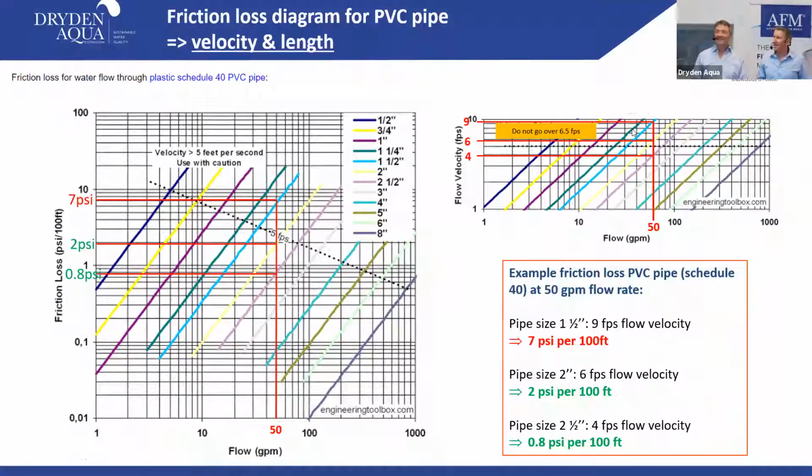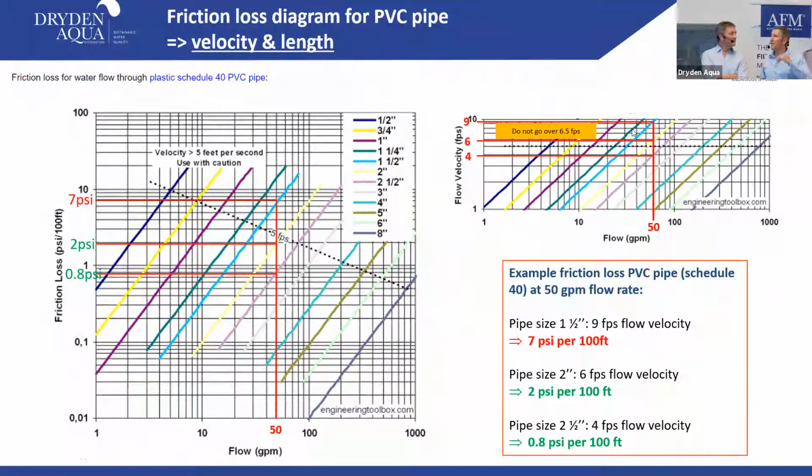So we take an example here. We have, again, 50 gallons per minute flow. We have a pipe size of 1.5 inches. We have just calculated our flow velocity of 9 feet per second, and that will give us a pressure loss of 7 PSI per 100 feet.